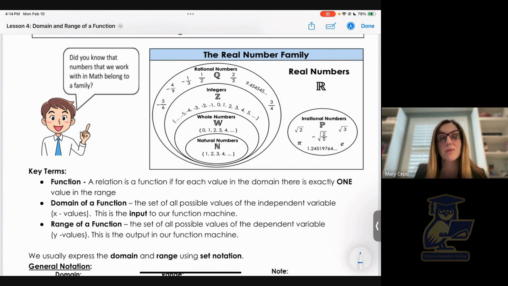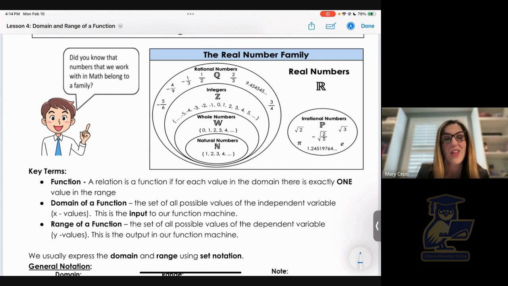So the first number set in the real number system is the natural numbers, and they're often known as the counting numbers, 1, 2, 3, 4. Then the next number set includes the natural numbers, but now we include 0, and that number set is called whole numbers. Added to that would be integers: -1, -2, and so on and so on.